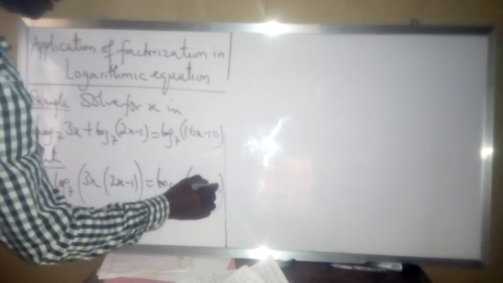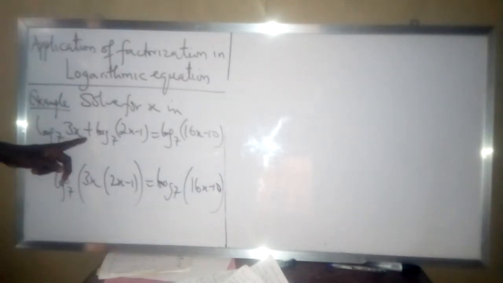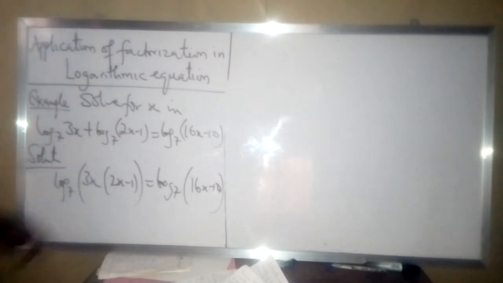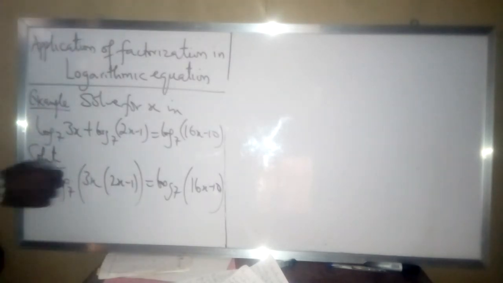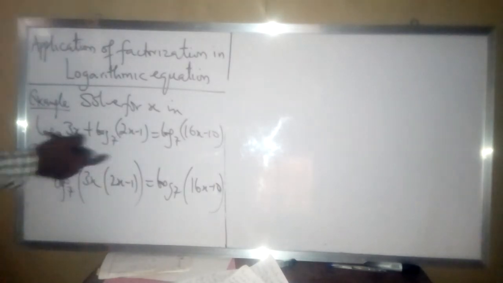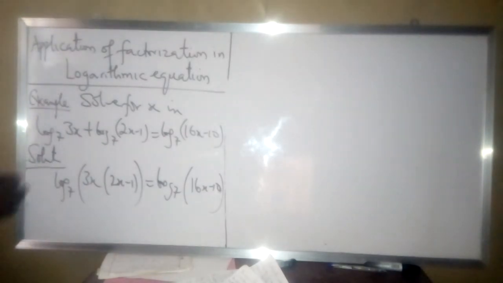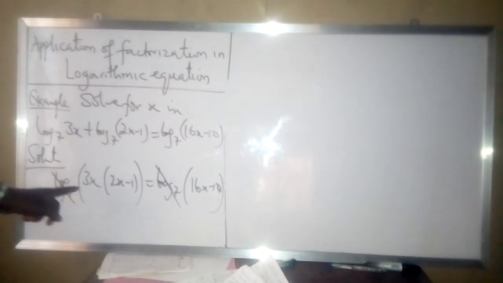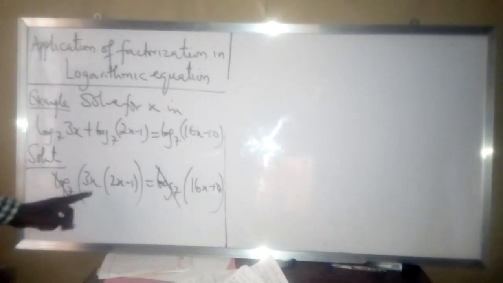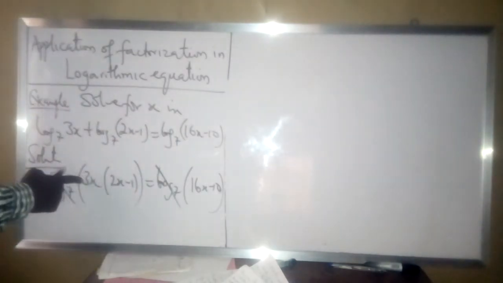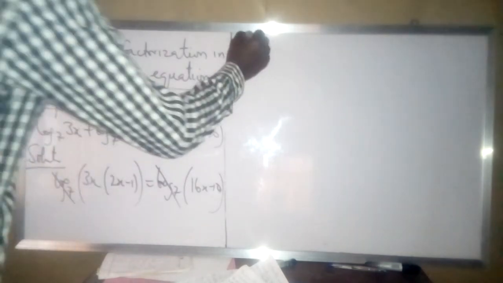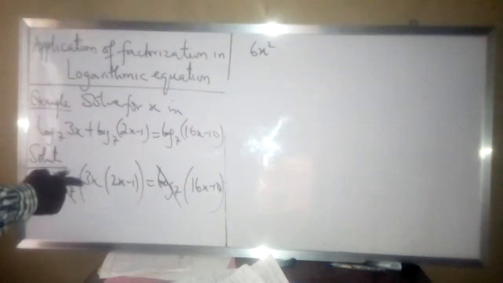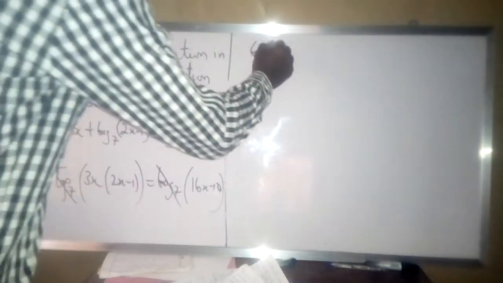I hope you understand, because we have to change the addition sign here to multiplication. That's why we are putting it in brackets. We could have written multiply by, but since it is already in bracket, it means multiplication. So with this, log base 7 will be cancelled on the two sides. By the time we cancel that, we expand this. That's 3x times 2x, that's 6x squared. Then 3x times minus 1, that's minus 3x, is equal to 16x minus 10.